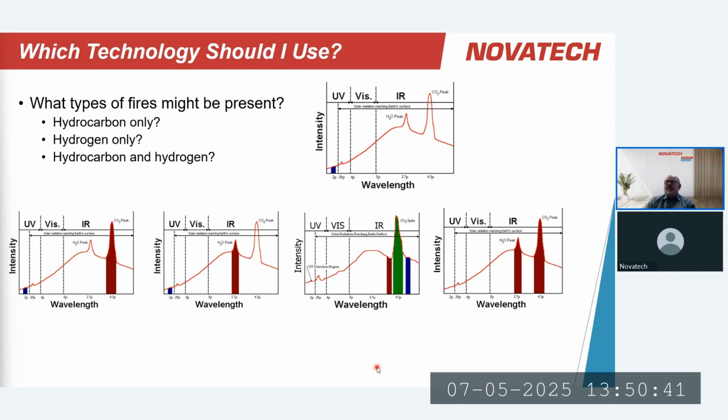There may be applications where you have hydrogen fires. Hydrogen fires will not generate a CO2 peak, so we may look at the water peak and the UV for that ability to detect the flicker and the generation of the water. So again, it depends, and you'd want to talk to your flame detection supplier to basically qualify your specific application and which technology makes the most sense to use for that type of flame detection.